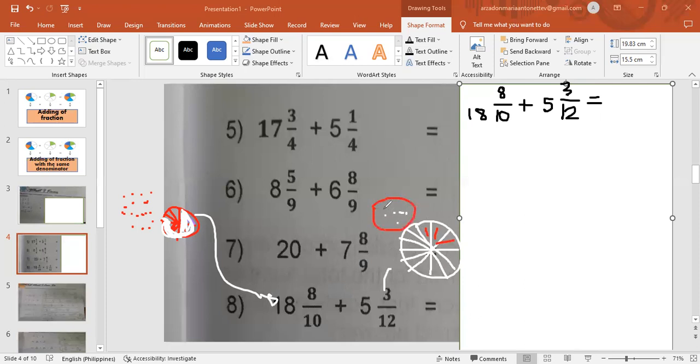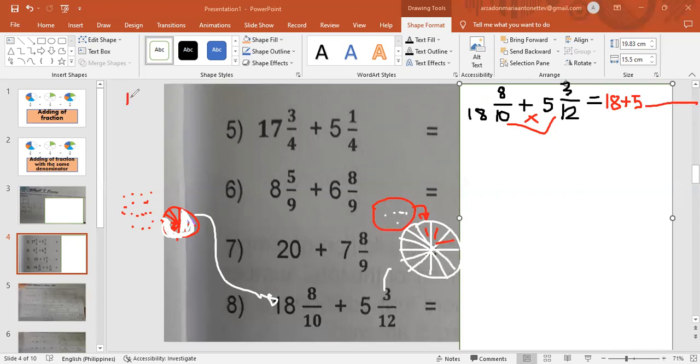We have 5 whole pizzas with a part of 3 12 and 3 12. So what are we going to do? Just simply copy again the whole number, 1 8 plus 5. Okay. What are we going to do here? They have different denominators. So what are we going to do, guys? Oh, in order for you not to think, just times them together. So what is 10 times 12?